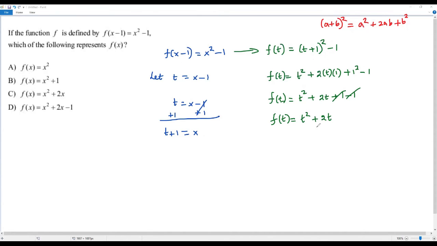Okay, here I got the given function in regular format in terms of the new variable t. Now let's replace each t over here by x. Then I'm getting f of x equals x squared plus 2x. Okay, here I got the given function in regular format, that is f of x equals x squared plus 2x. We find this exactly in answer choice C. The correct answer choice for this question is C.